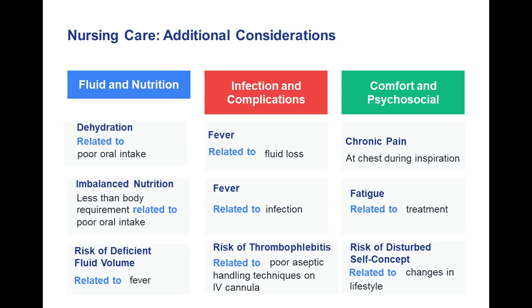Fatigue is almost universal and is often related to the treatment itself, for example, side effects of medications or the sheer effort of breathing. We must prioritize rest and schedule care around energy levels. Finally, the risk of disturbed self-concept is high, particularly for patients facing permanent changes in lifestyle. Chronic respiratory disease forces dependence and limitation. Our role is to provide compassionate, realistic education and emotional support to help them adjust their self-image and lifestyle.